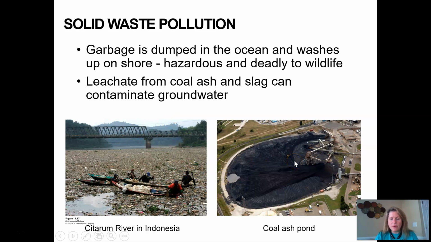Also, another problem as far as solid waste and dealing with water pollution, we've talked about coal-fired power plants and the ash that's left over that's stored in ash ponds. So that can leach into the groundwater and contaminate groundwater.